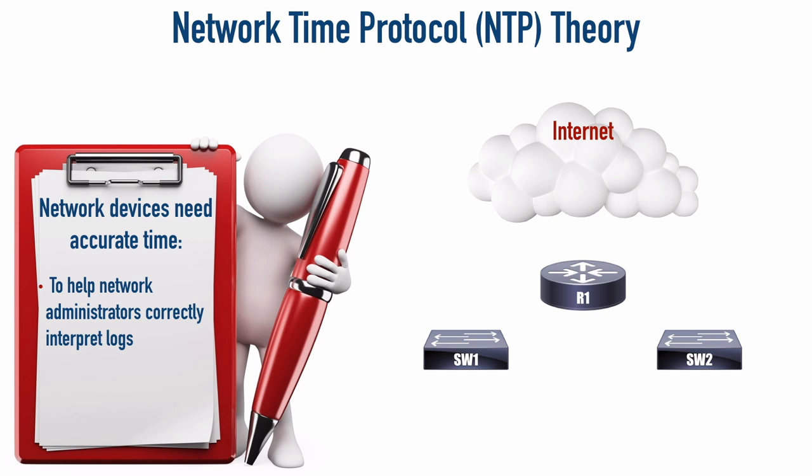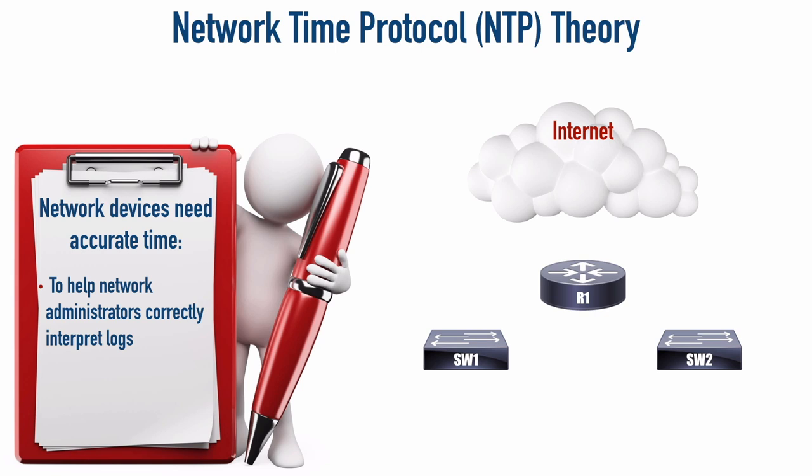We need to do what's called event correlation. If something happened to this server at 2:15 a.m. and something happened to this router at 2:14 a.m., those events could be correlated. But in order to spot something like that, we need to have accurate time on all of our devices.